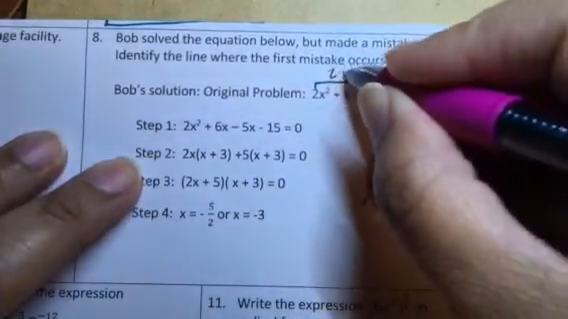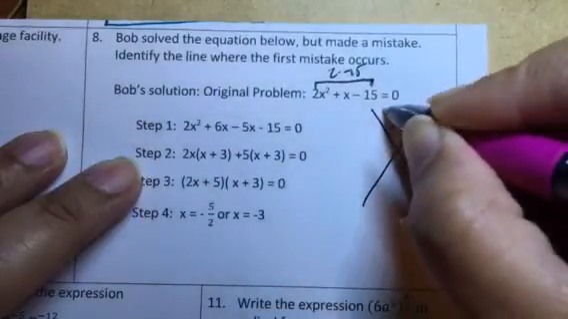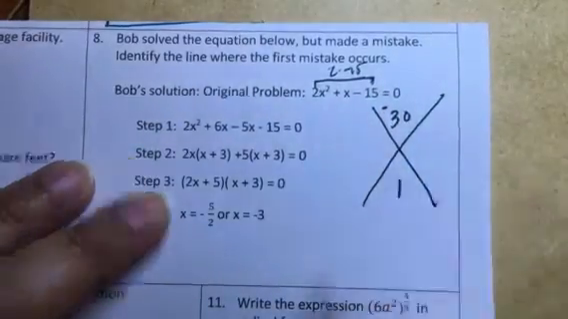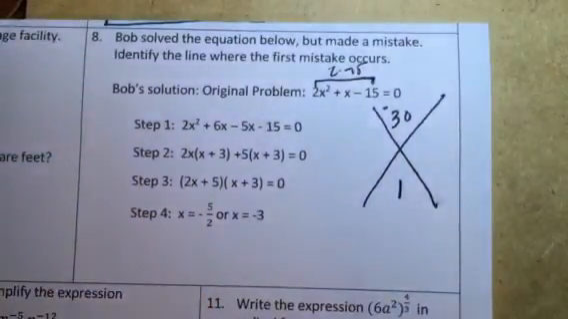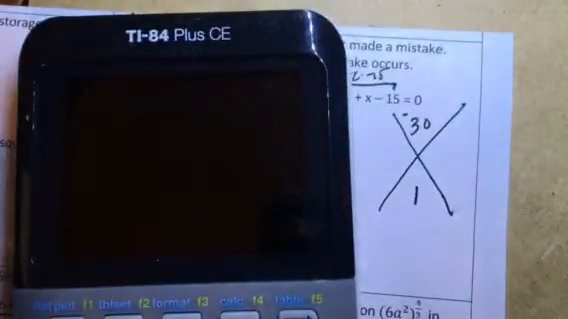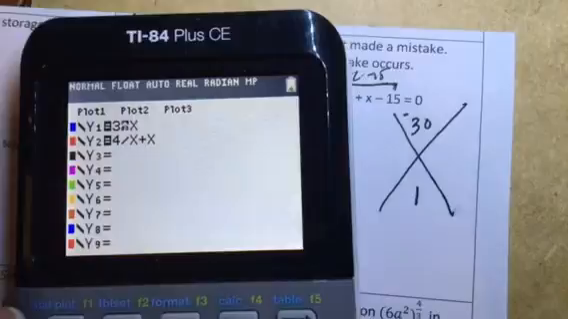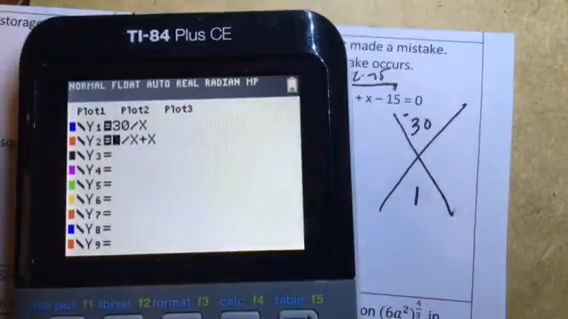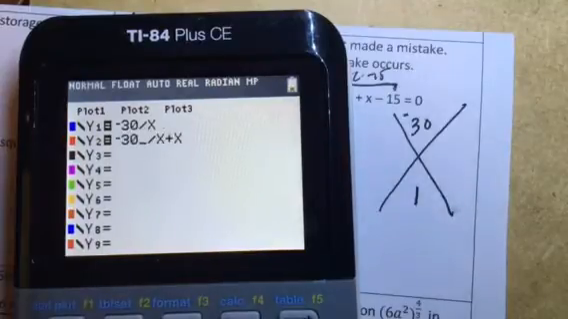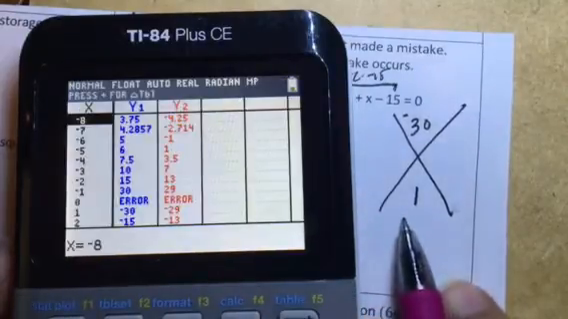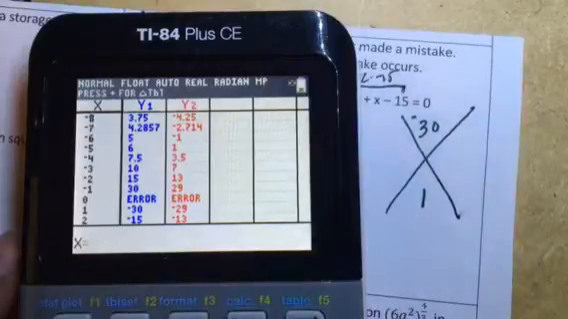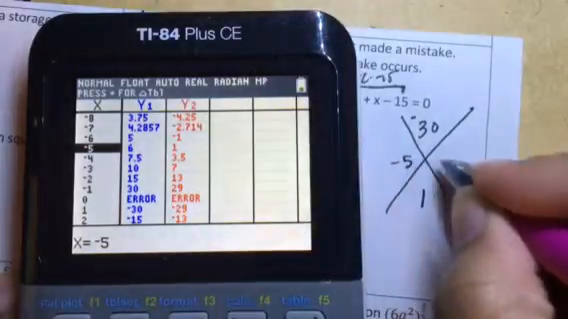So 2 times negative 15 is negative 30, and your middle term is 1. Okay, so if you put it in your calculator, so we should have negative 30 divided by x. Okay, we're going to go to second graph, and we're looking in red where we see a positive 1. So in red, positive 1 is right here. So my numbers are negative 5 and 6.